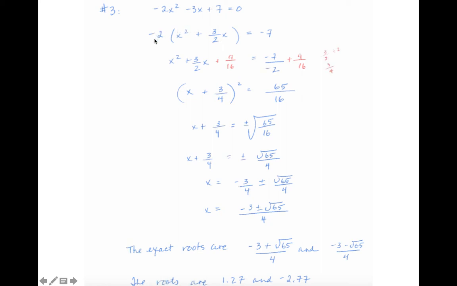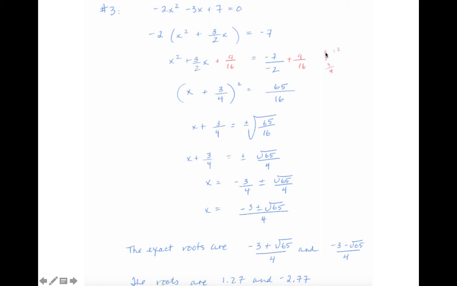Really, what would have made it faster is for me to simply divide everything by negative 2. So that would have meant I had x squared plus 3 over 2 x, and the negative 7 over negative 2 would have turned into 7 over 2. Once you've got the 2 taken care of, then you find the number that completes the square.